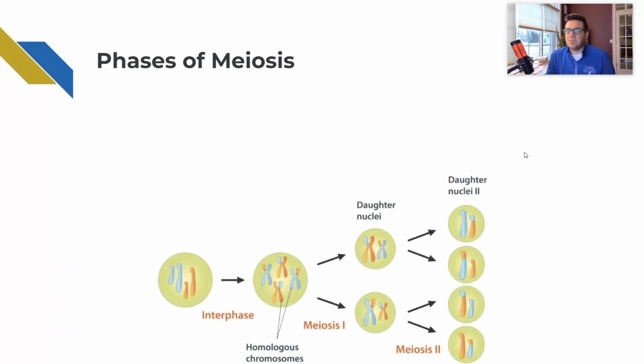All right, so in the phases of meiosis, there are, like I said, 2 rounds of cell division.